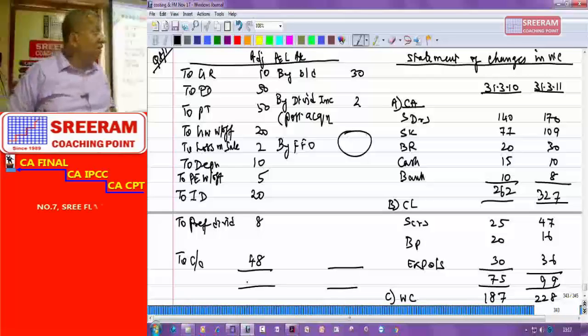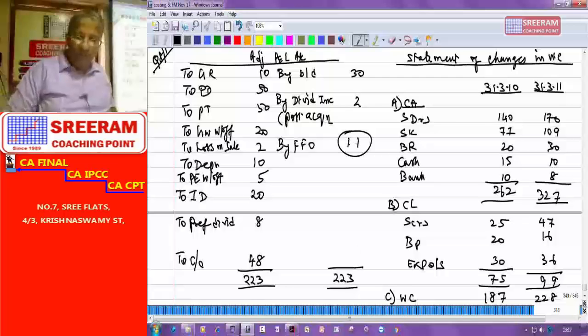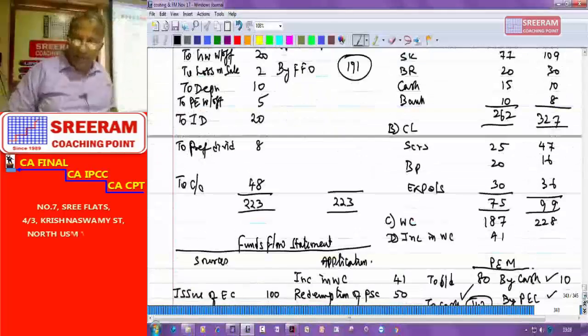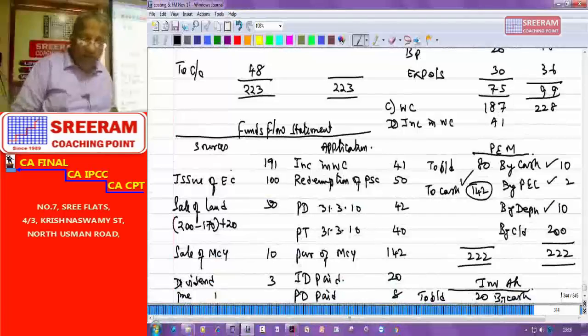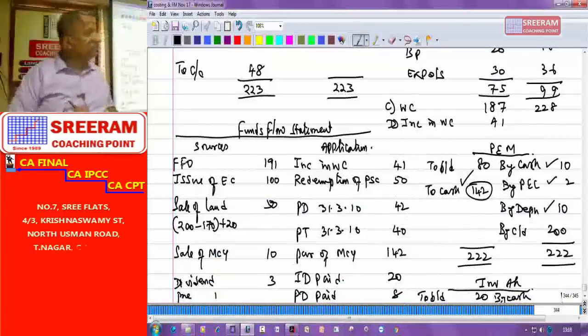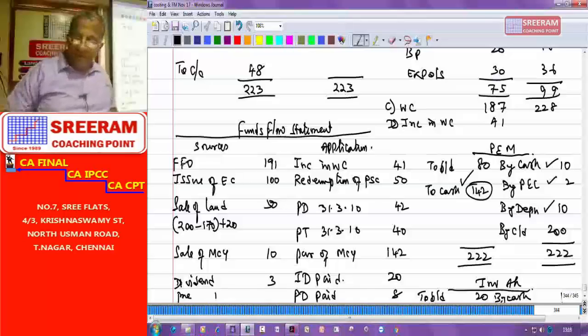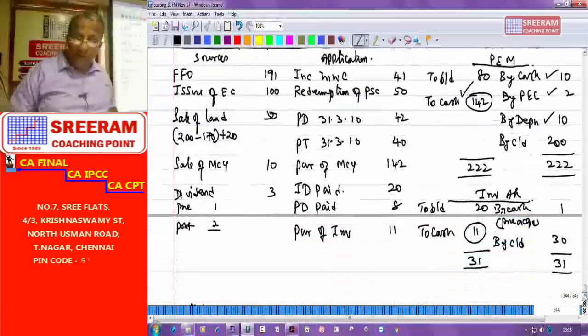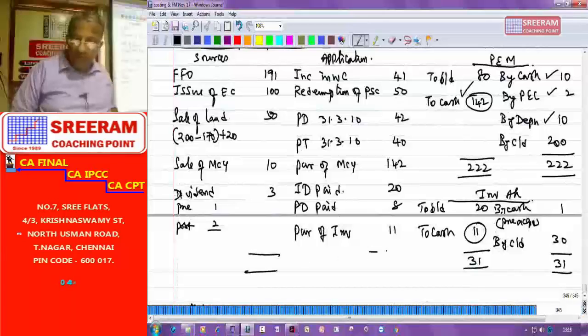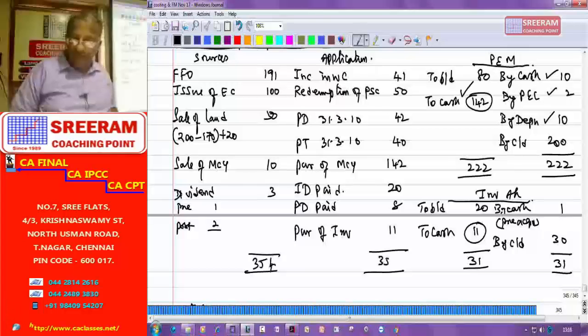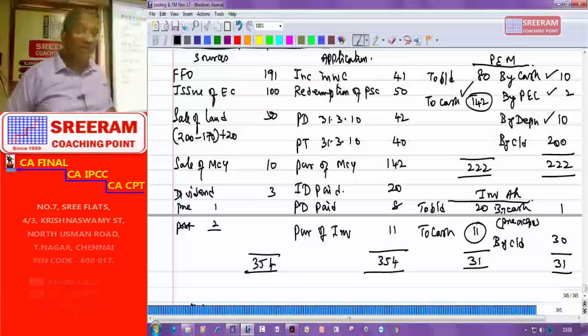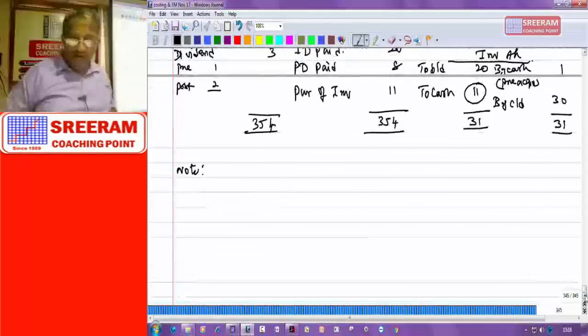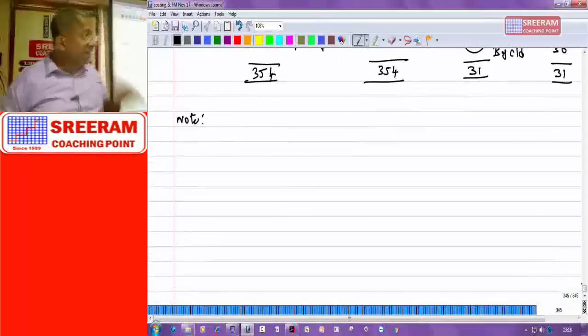What is the total of the debit side? 223. Here? 191. Where would I take this? 191, funds from operation. Already we have taken up increase in working capital there. Now what is it we should do? Total up these two. 354. Note we have got to provide is what we have noted. What was the note that we have got to provide? For which item we have to provide note?